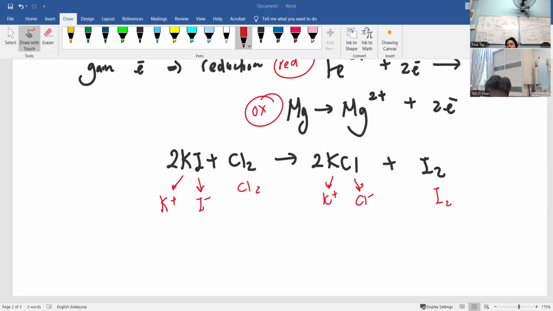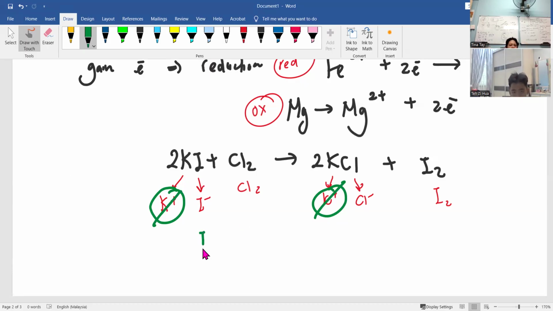okay. Can you try and figure out who lost electron? This one is oxidation. Who is oxidation? The reactant. Which reactant? Okay, you look at the whole thing again. This one is K plus, this one is K plus. Did it change at all? No. So, no, not redox.